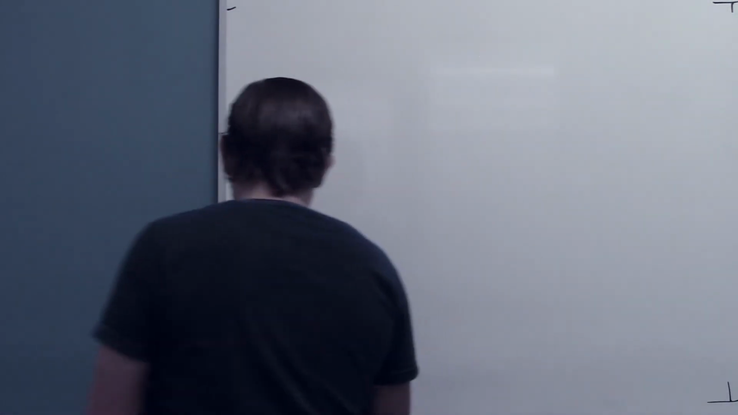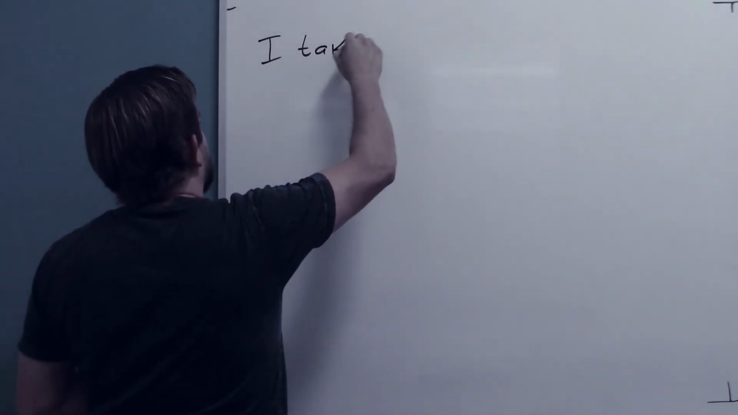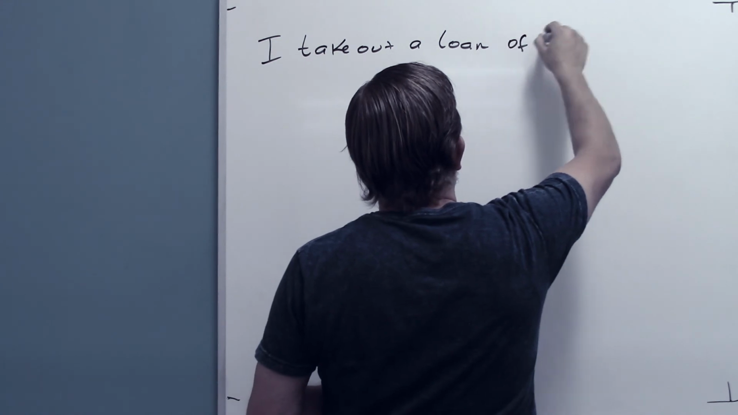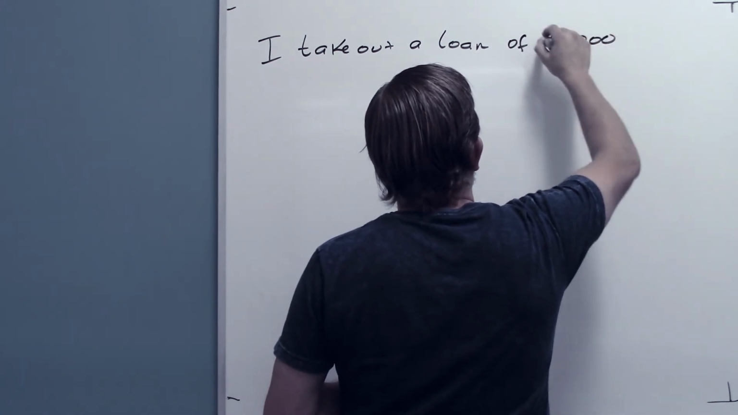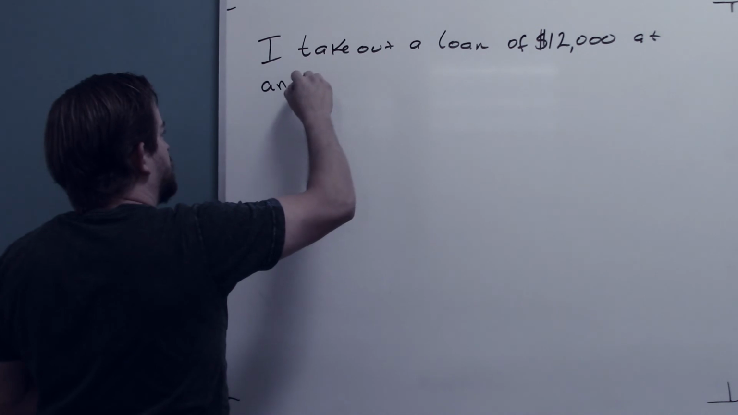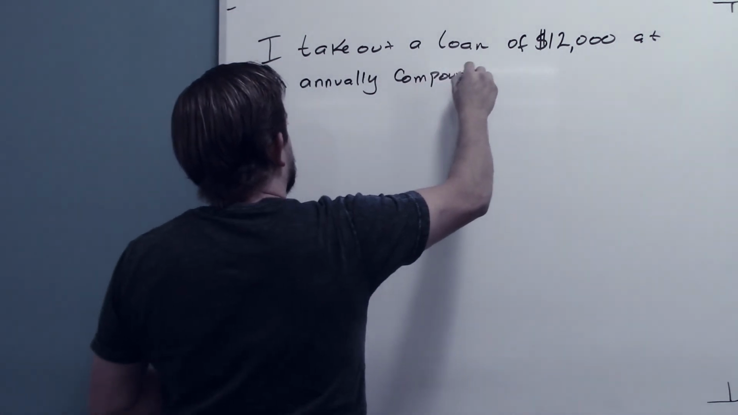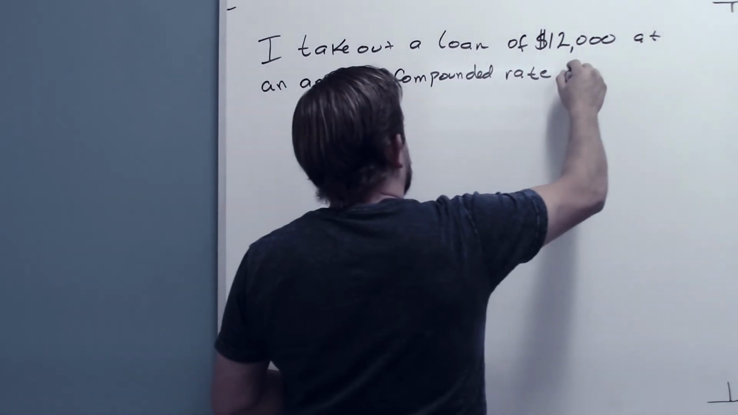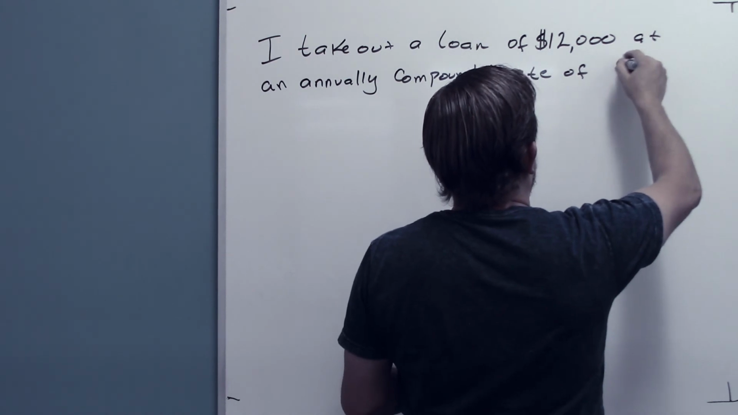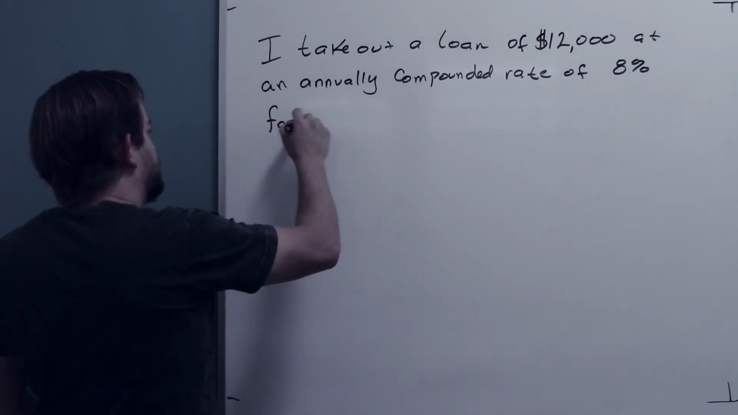I might also find this calculation present when I take out a loan. I take out a loan of $12,000 at an annually compounded rate of, let's say it's a loan, so I'm probably going to get a much higher interest rate. Let's call it 8%. For 4 years.